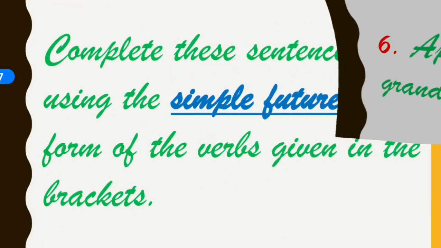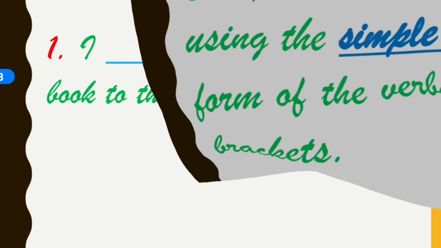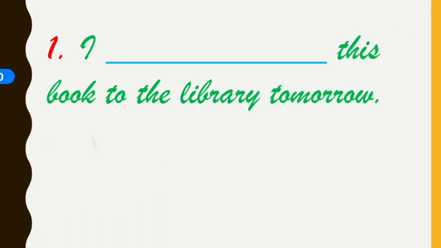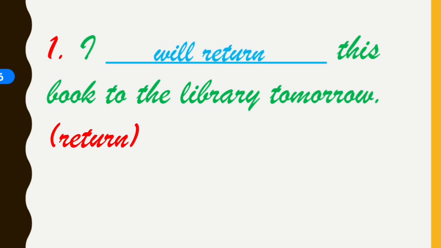Now let's move on to the next question. Complete these sentences using the simple future tense form of the verbs given in brackets. Now the verbs are given to you. I dash this book to the library tomorrow. What do we need to do? We just need to add will and then write the verb. So I will return this book to the library tomorrow.